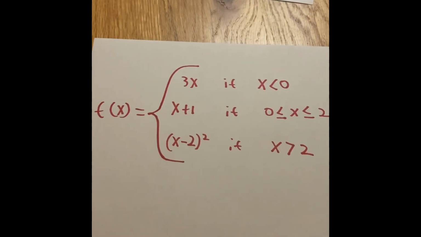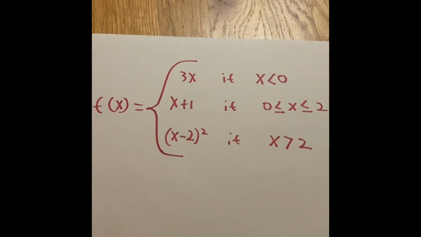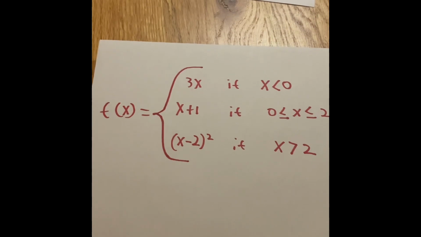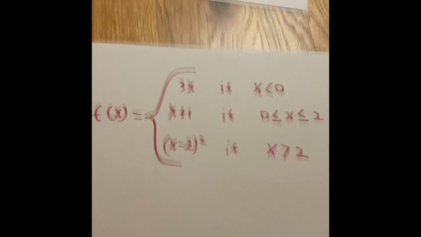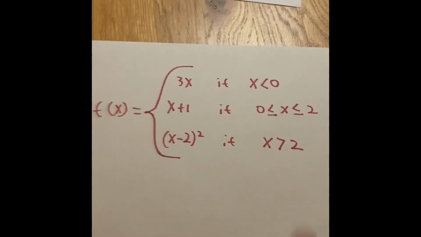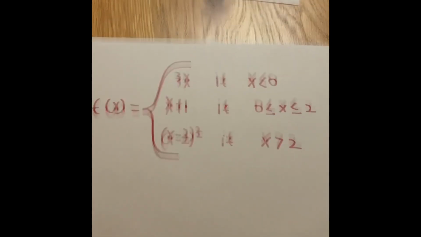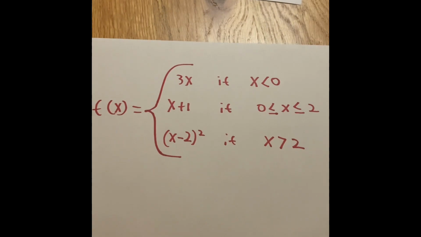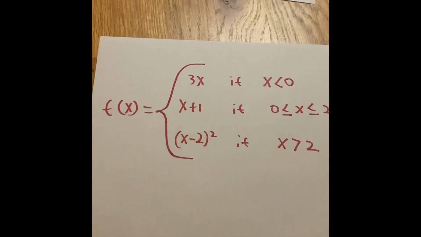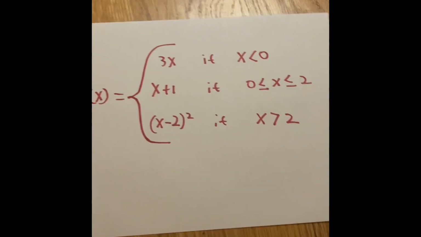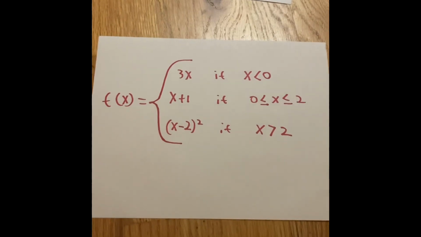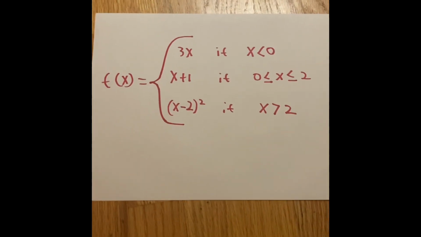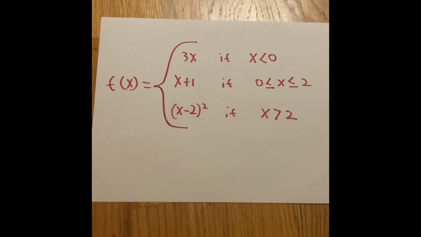So, a piecewise function is supposed to help mathematicians and anyone understand that there are many different parts to a single function. And there are also many different formulas that could be connected to a single function. So what we're going to do is try to find f of -5 and f of 2 on this piecewise function. So there are two parts to doing this.